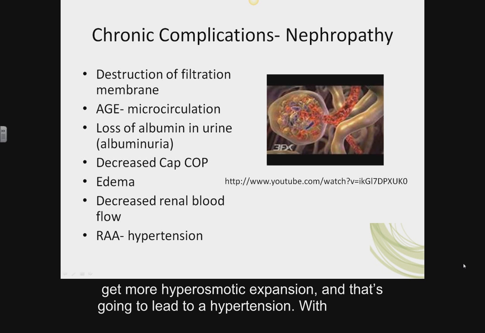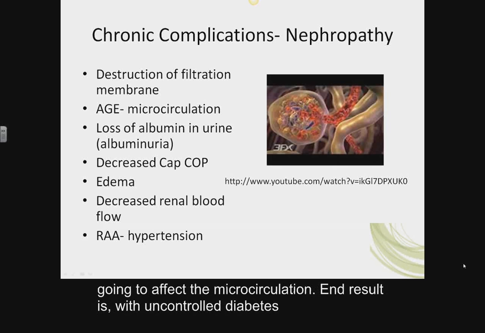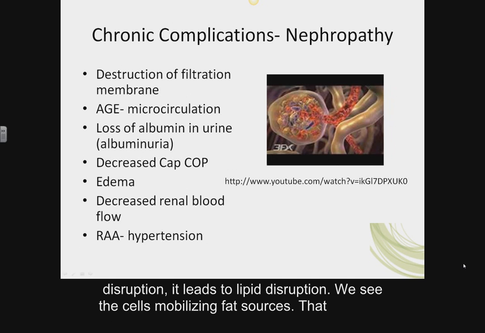With retinopathies, again, we're talking about those glycosylated proteins, and it's going to affect the microcirculation. And the result is, with uncontrolled diabetes mellitus, how does the microcirculation get affected? Really easily. With the sugar disruption, it leads to lipid disruption. We see the cells mobilizing fat sources. That means more fat in the blood plasma. That's called hyperlipidemia.